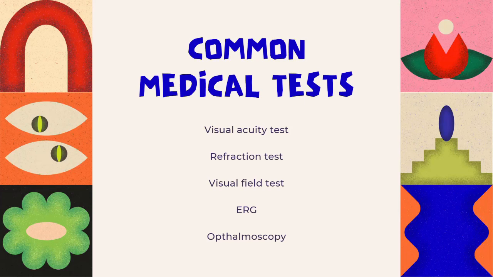Next is ERG or electroretinography. This assesses retinal function, especially in children with suspected degenerative eye conditions. Next, we have ophthalmoscopy. This examines the retina and optic nerve for abnormalities.